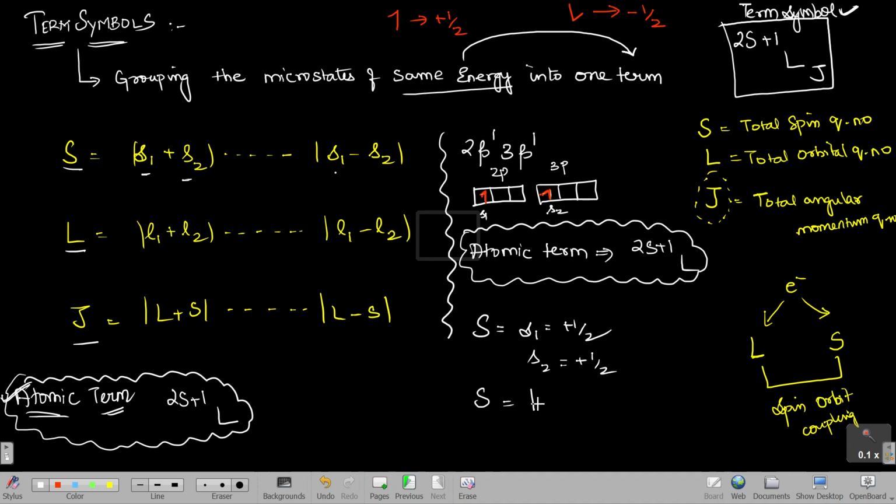So the total S value is the modulus of half plus half, and you need to go all the way down to half minus half, reducing one value each time. Half plus half is 1, half minus half is 0, so there are only two possibilities and no value in between. Suppose there is any value in between, you keep putting those values. That is why we write it this way: S1 plus S2, S1 plus S2 minus 1, S1 plus S2 minus 2, and it keeps going on. So now we have found the S value.